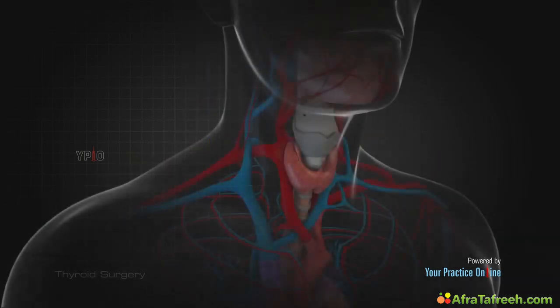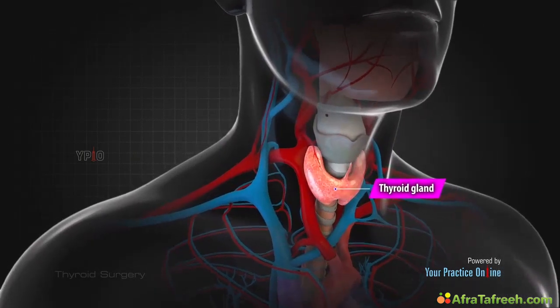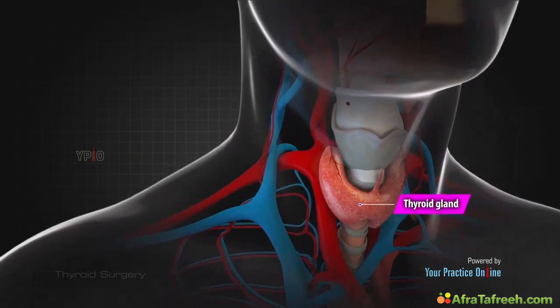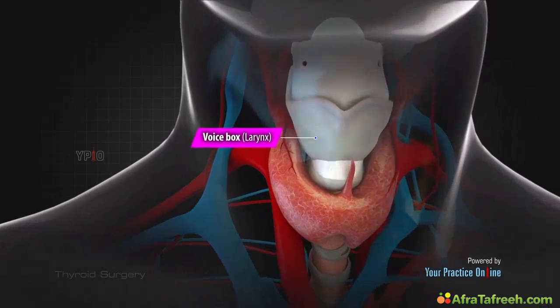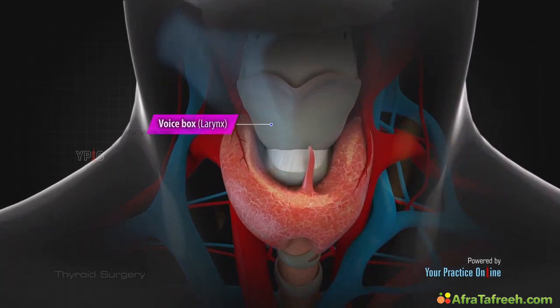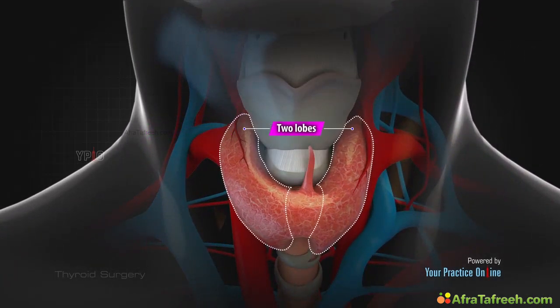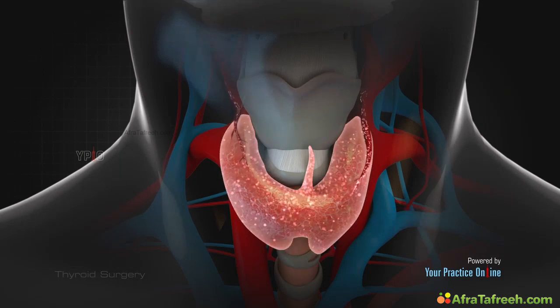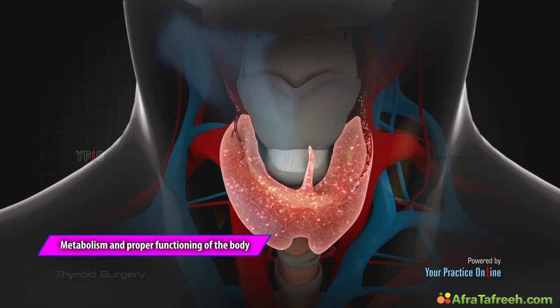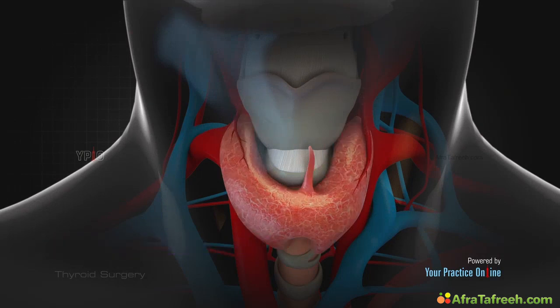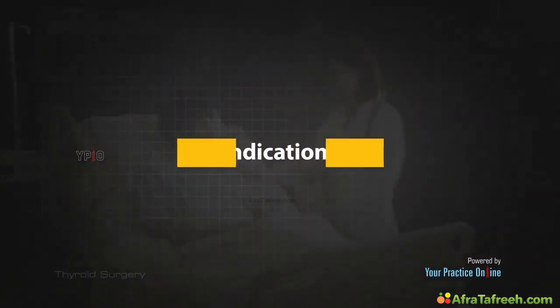Overview. The thyroid gland is a butterfly-shaped gland located in front of the neck, just below the voice box or larynx. It consists of two lobes on either side, connected by an isthmus. The thyroid produces hormones which are necessary for metabolism and proper functioning of the body. Disease or abnormality of this gland can result in various physiological problems.